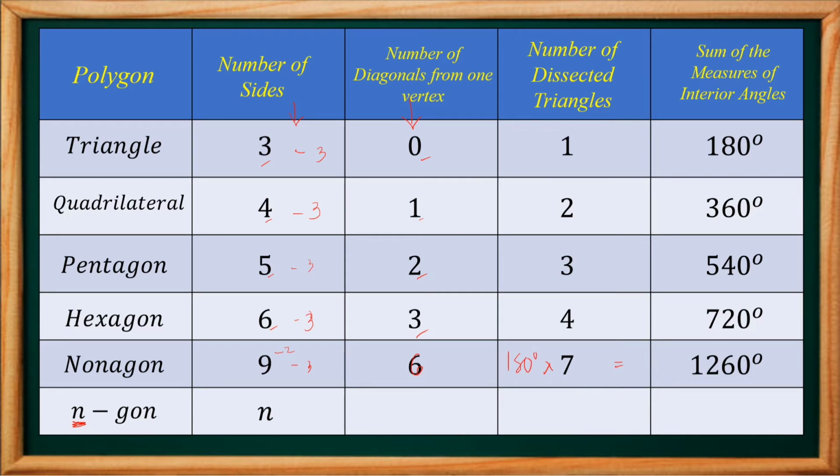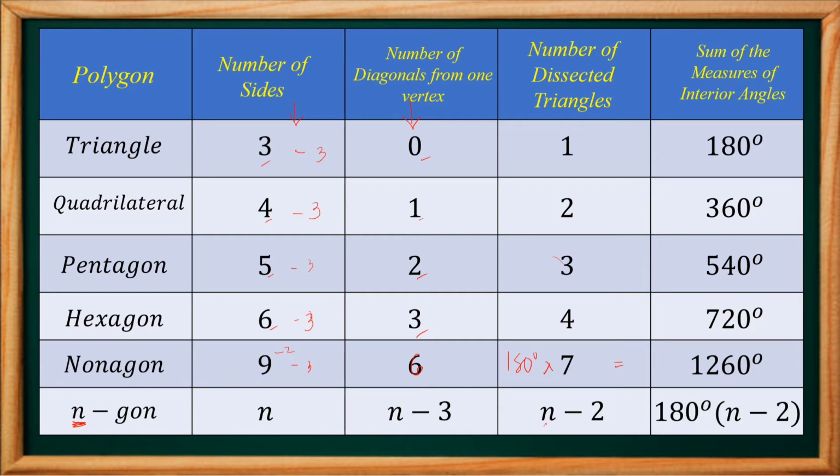Next, the number of diagonals. What did we do here earlier? On this part, what we did was subtract 3. It means n minus 3. Here, the number of dissected triangles. What did we do here? We subtracted 2 from the number of sides. It means n minus 2. Here, what did we do to get the sum of the measure of interior angles? It means the number of dissected triangles multiplied by 180.